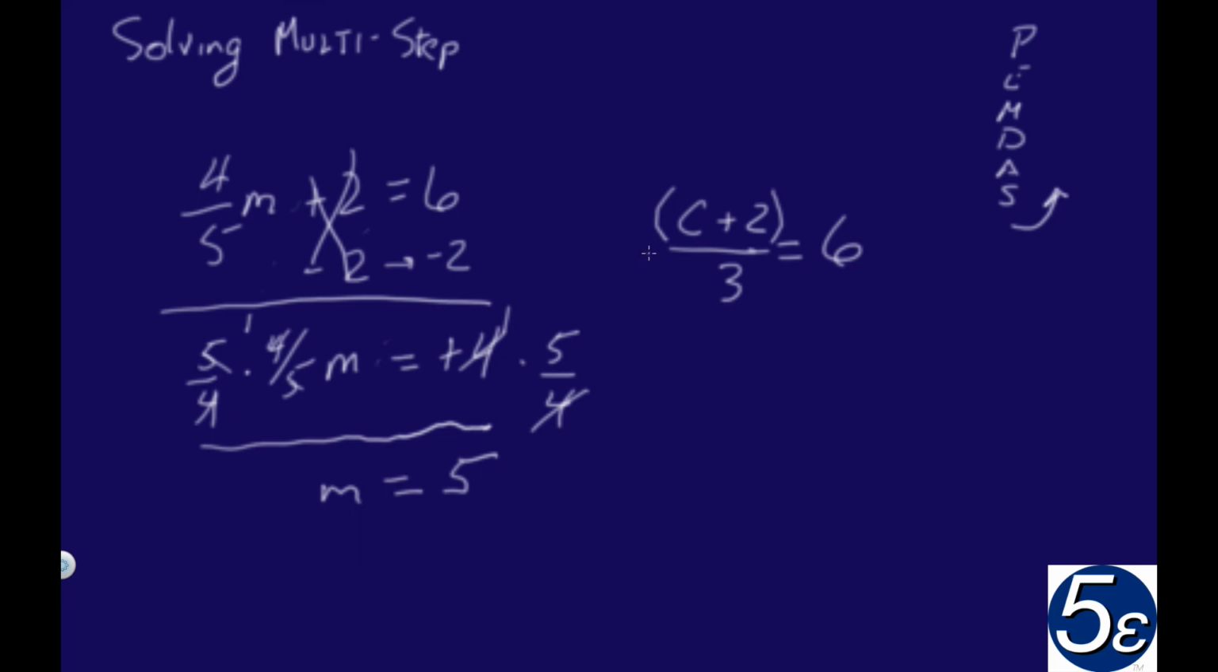So what we'll do is we're going to multiply this by 3 on this side. What we do to one side, we must do to the other. So we're going to multiply by 3. We end up with c plus 2, because these will cancel, equals, and then 6 times 3 is 18. Now we're left with a single step equation. We can do minus 2 on this side. What we do to one side, we must do to the other. And we end up with c on the left side, and we end up with 16 on the right side.